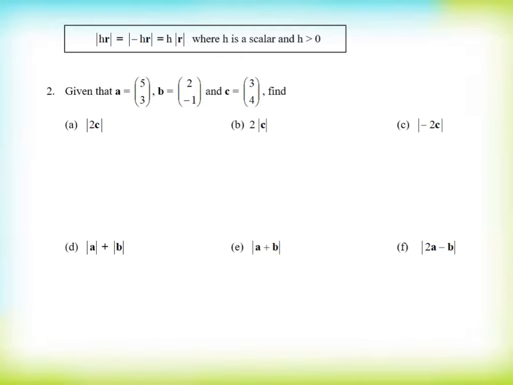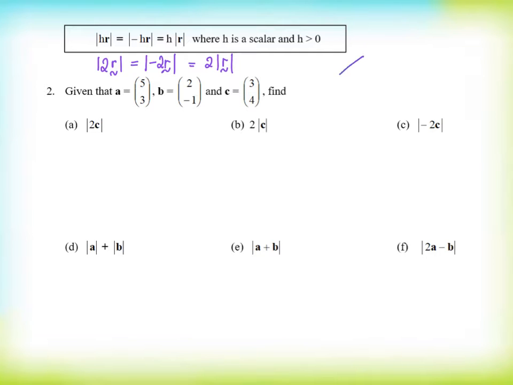Now for a scalar multiple of the vector R, it does not matter whether it is a positive scalar or a negative scalar, the magnitude remains a positive number. So for example, the magnitude of vector 2R is the same as the magnitude of vector negative 2R, and hence it will be considered as twice the magnitude of R.